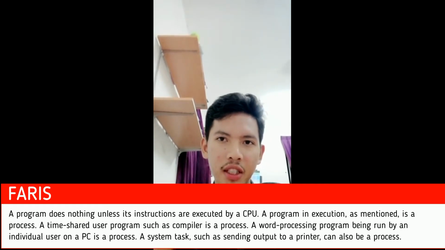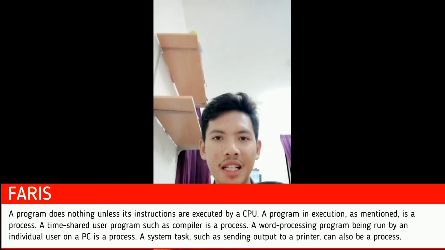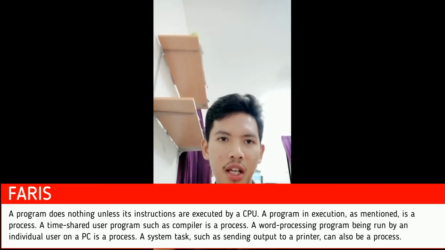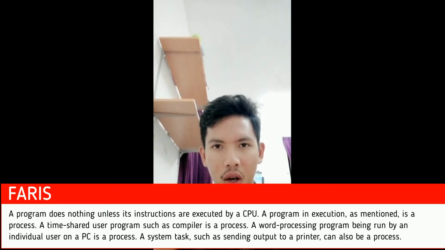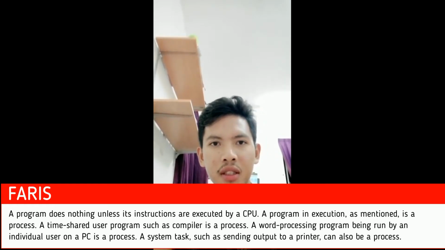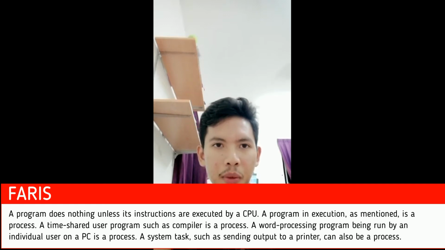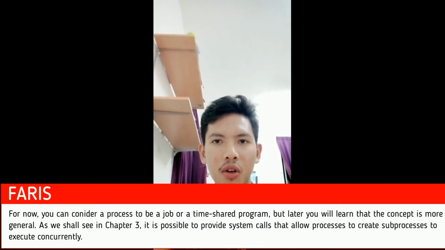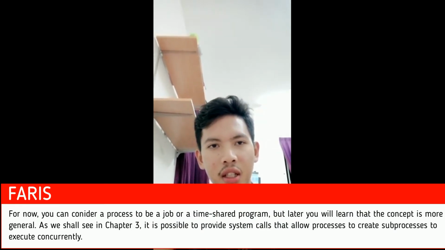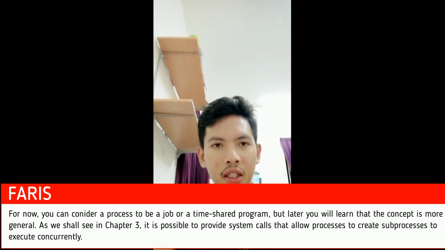Last but not least, I need to talk about process management. A process does nothing unless its instructions are executed by a CPU. A program in execution is a process. A timeshare user program, such as a compiler, is a process. A word processing program being run by an individual user on a PC is a process. A system task, such as sending output to a printer, can also be a process, or at least part of one. For now, you can consider a process to be a job or a timeshare program, but later you will learn that the concept is more general.